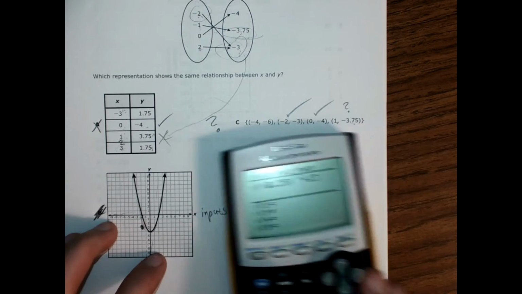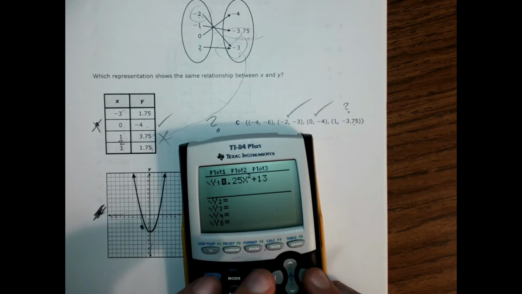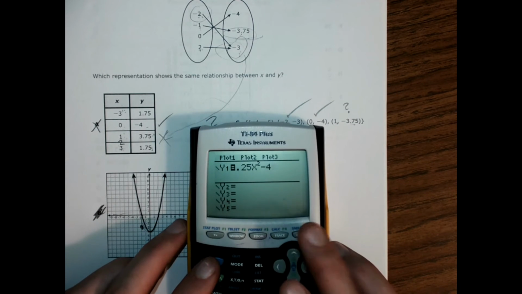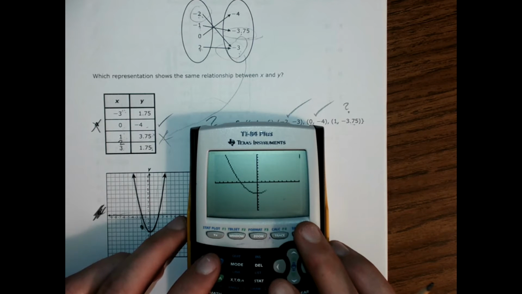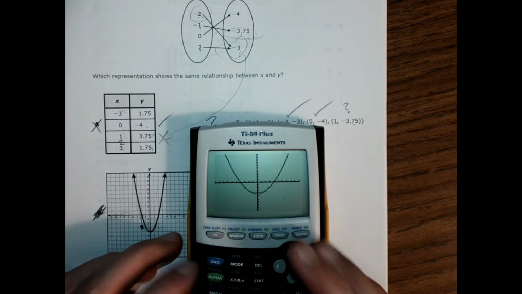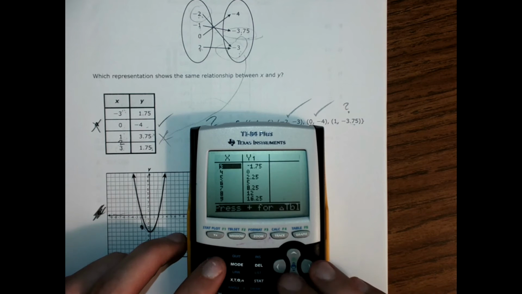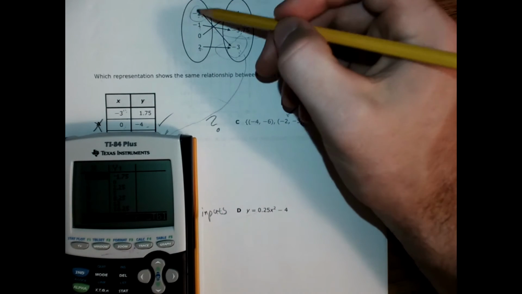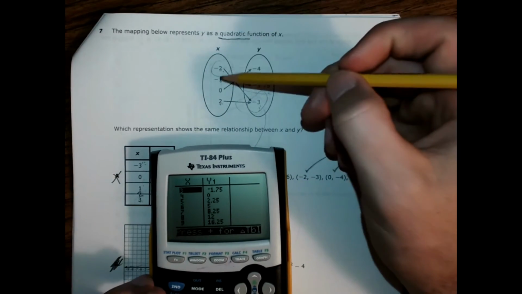2.5x squared minus 4. And we could graph it, but the graph isn't going to be near. Sometimes the graph is helpful, but I think the table is going to be more helpful, because now we can match. We can look at our mapping.